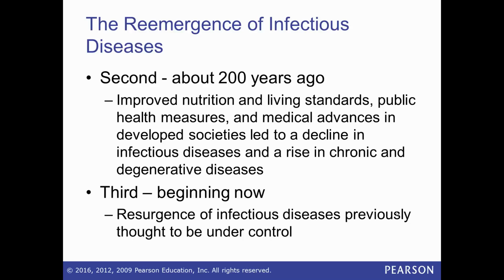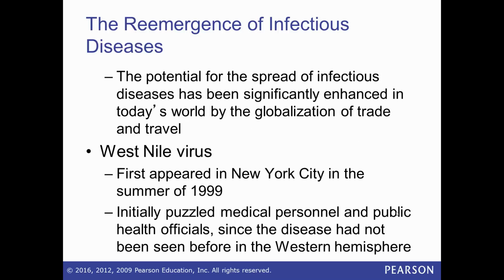So, 200 years ago, we started to see improved nutrition and living standards. We talked about this already. We started seeing public health measures, medical advances, all of these things happening in developed societies that led to a decline in infectious diseases and a rise in chronic and degenerative diseases. That's what we just talked about. Now we get to the third, where we have the resurgence of infectious diseases previously thought to be under control. So that's where we are now.